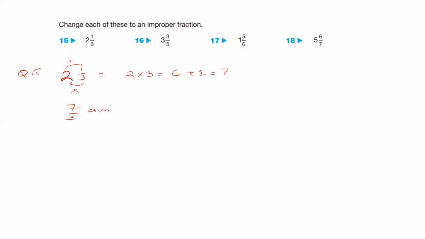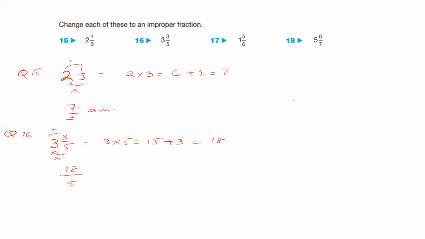Easy? Now question 16. 3 whole 3 upon 5 means 3 times 5 means 15. 15 plus 3 will be 18. So it means 5 times 3 and then the answer will be added to 3. So here you get 18 upon 5.